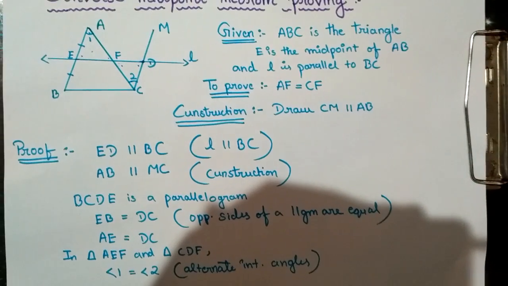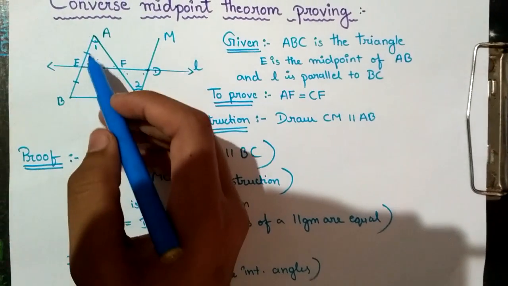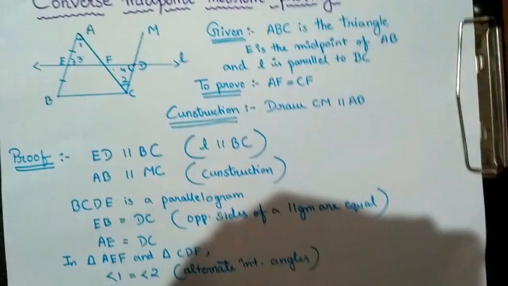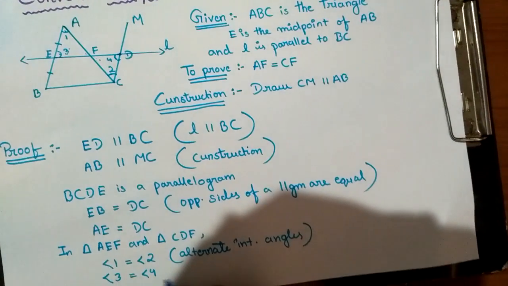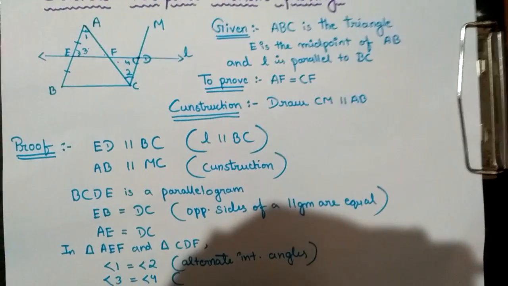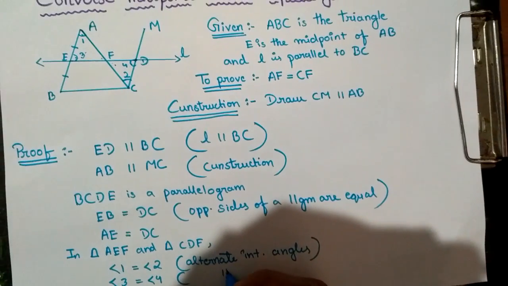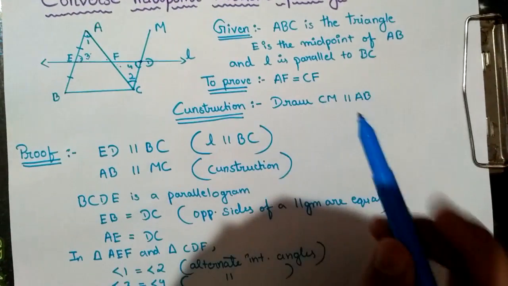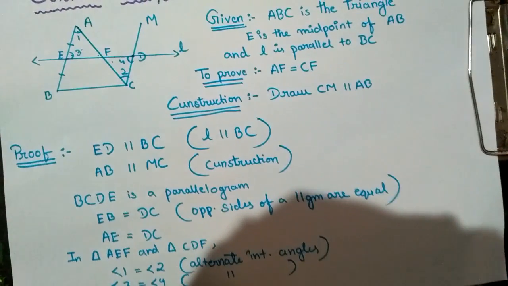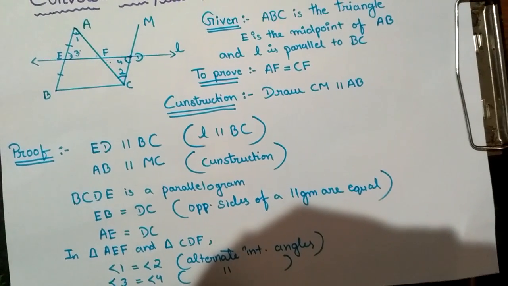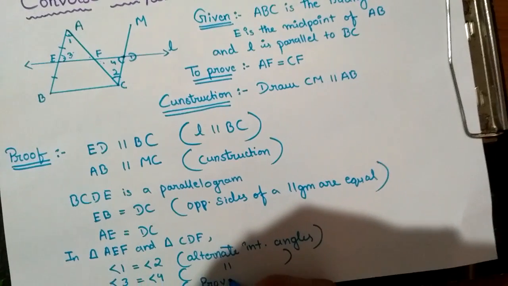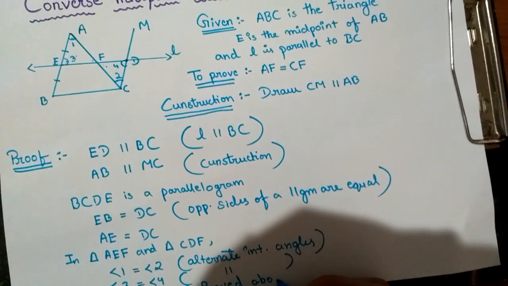Now the second criterion: this angle I am marking 3 and here 4. Angle 3 equals angle 4. This is also the same reason, as ED is the transversal between both parallels AB and MC. Here also the same reason, I am not writing it again. And the third one, as we have proved here, AE equals DC. I will write here AE equals DC. Reason: proved above.